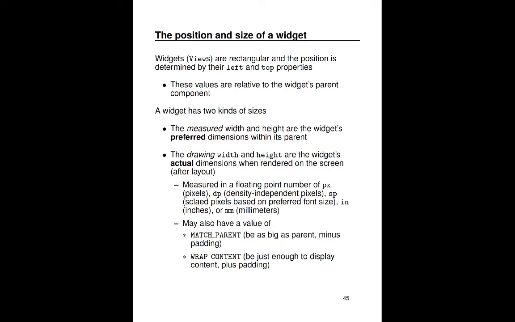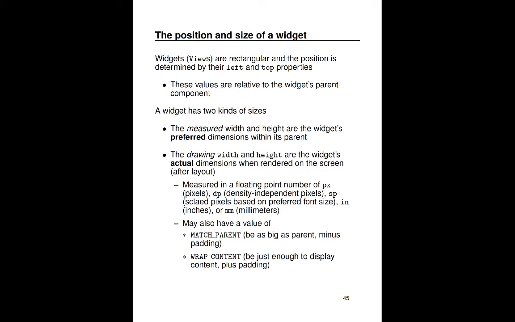The drawing width and height, and these are the values that are available via the width and height properties, those are the widget's actual dimensions when it's laid out on the screen. The drawing width and height are a floating point number that's measured in the number of pixels or density independent pixels. There's other things like scale pixels and also just plain old millimeters they can use for specifying these heights.